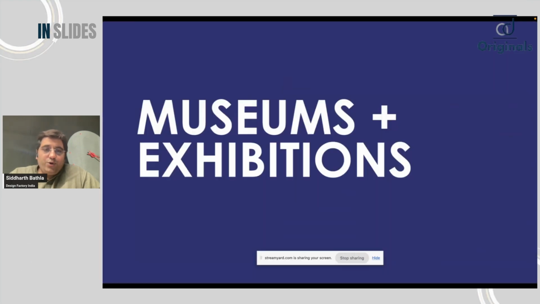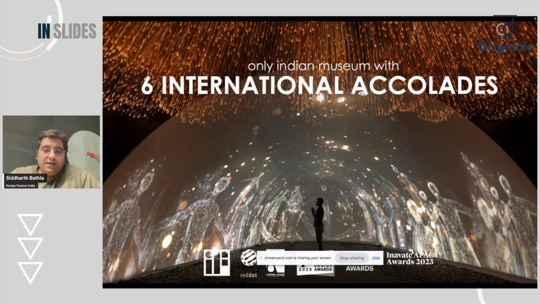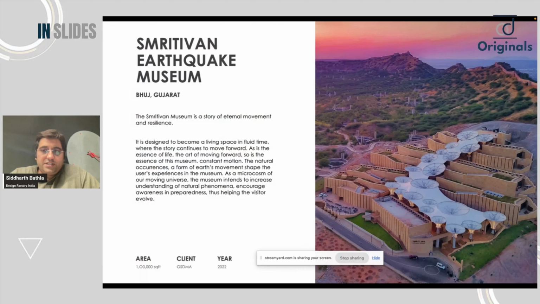Some of the works, as I show you, in our museums and exhibition place. So this is a museum which is in Bhuj, which is on earthquake. Fortunately, we have got many awards on that, right from the IF award to Red Dot to A Design Award and the London Design Award, etc. So this is a museum which is located at Bhuj itself. It's a Smritivan earthquake museum.